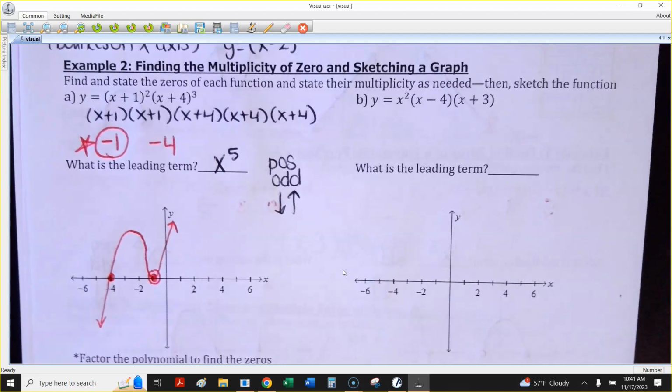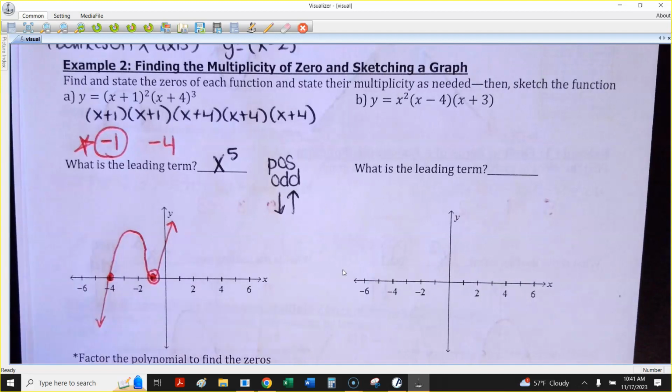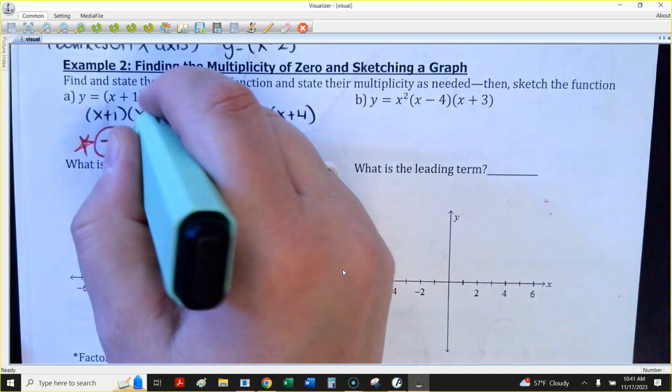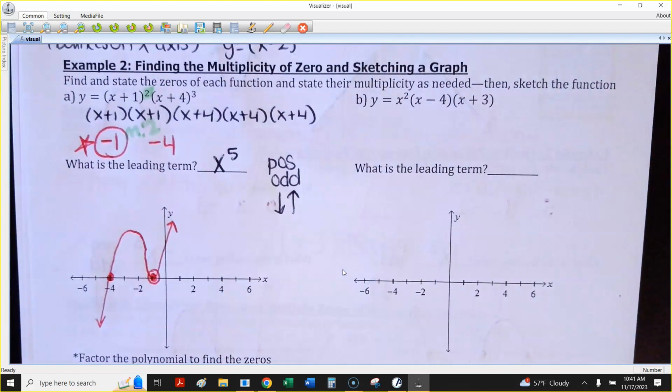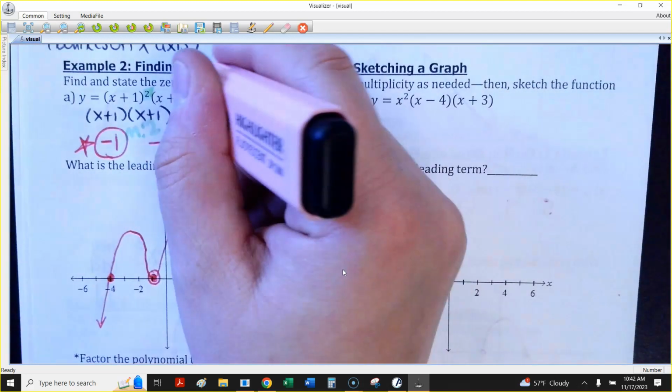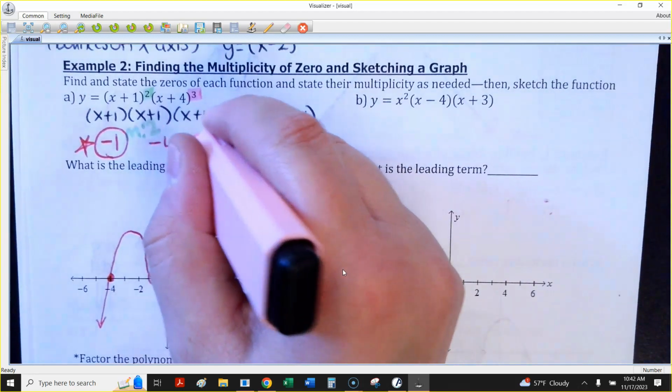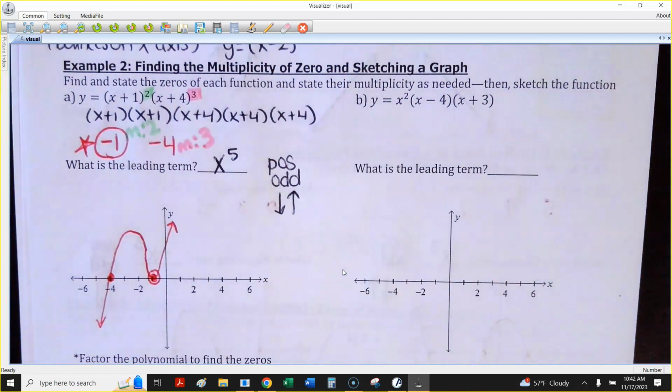So this has an even exponent. The multiplicity here is 2. If that's an even number, that's a bounce. The other one, this is to the third, so the multiplicity on that would be 3. If it's odd, it goes through. So at the -4, I'm going to go through, but at the -1, that was even, so it creates like a parabola, like the vertex of a parabola. It's going to bounce back the direction it came from. This is a little tricky until you guys get used to it.